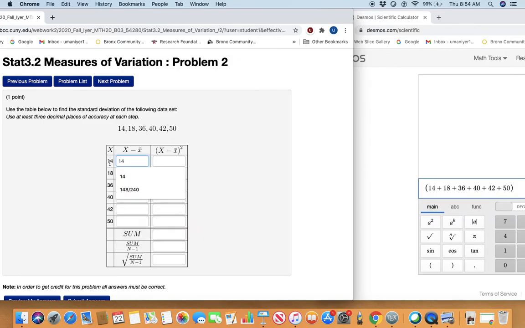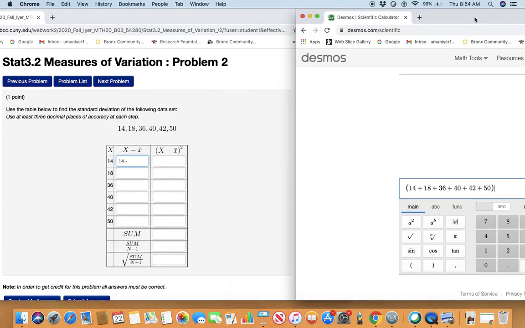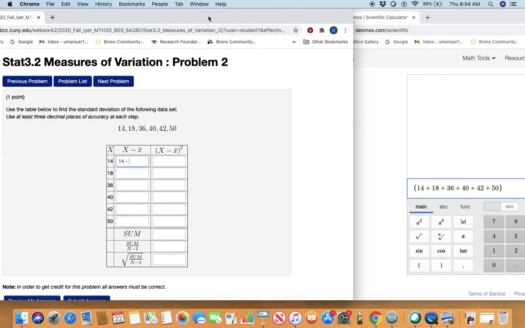So x minus x bar. X bar is add all of them. When I add all of them, I get 200 over 6. So notice x bar is add all of this, divided by 6. That is little x bar. Capital X are these values. So you plug in capital X minus x bar.